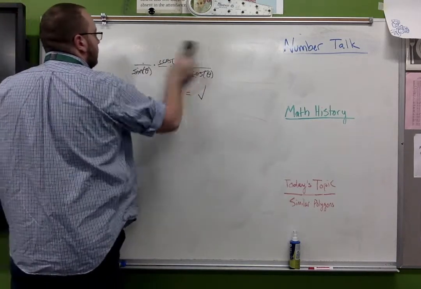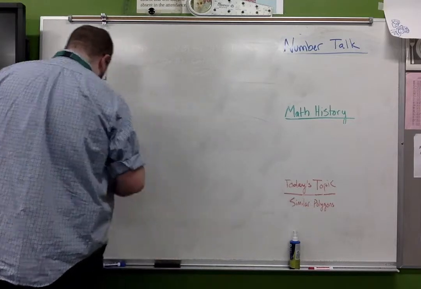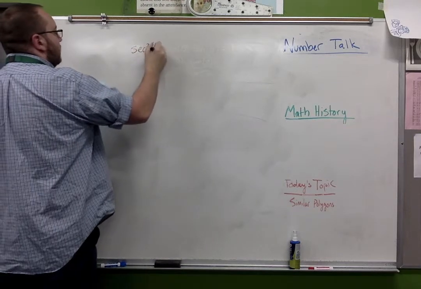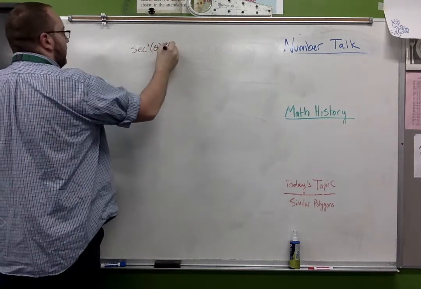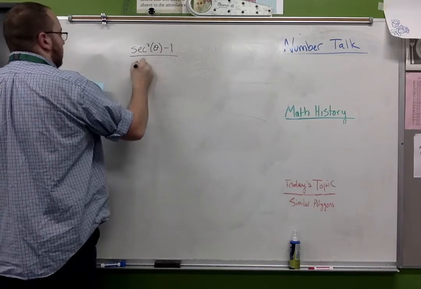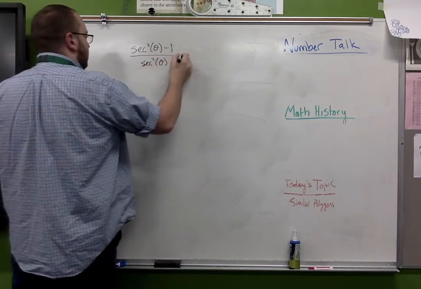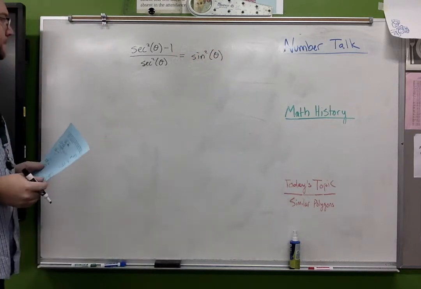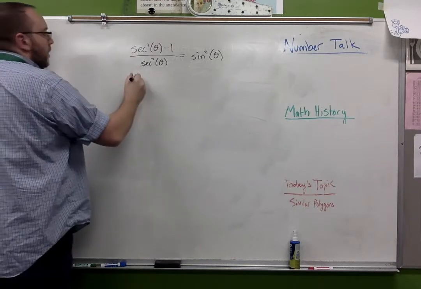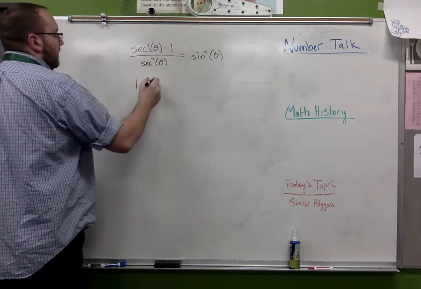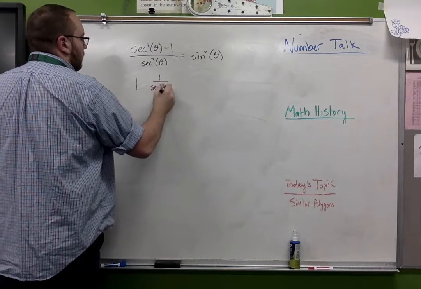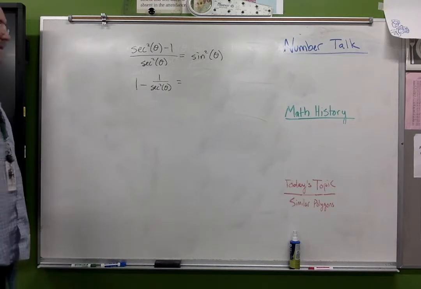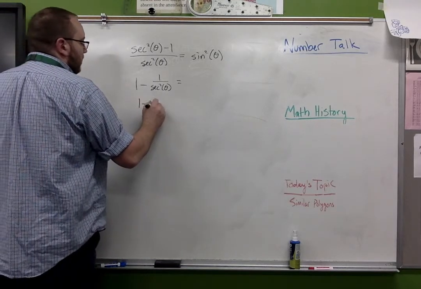Okay. Secant squared of theta minus 1 over secant squared of theta equals sine squared of theta. Okay? Well, secant over secant is 1, and then minus 1 over secant squared of theta. Well, 1 over secant squared, the reciprocal identity says that that's equal to cosine squared. So 1 minus cosine squared of theta.